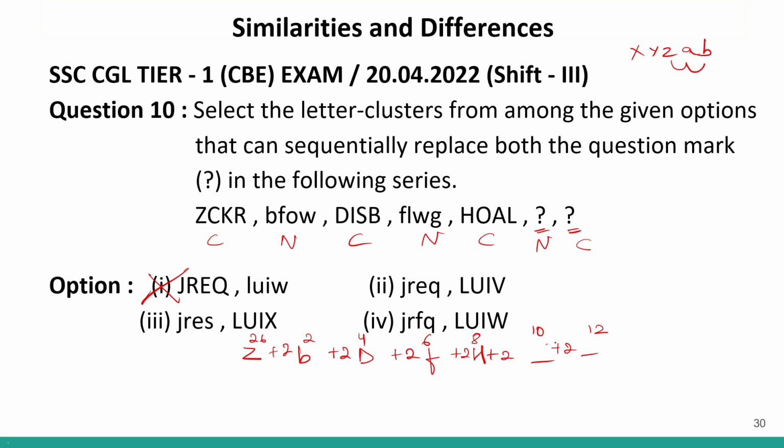So at the 10th position we have J. J will be in the small form like this. Okay, and at the 12th position we have what? At the 12th position we have L, which will be again in small. So J and then L. So in these three options, we have the same thing, J and then L.